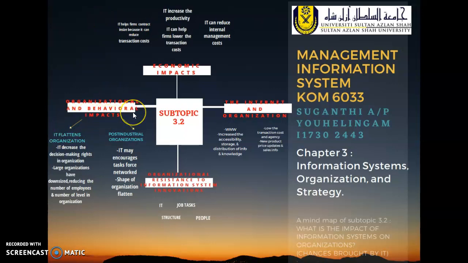Okay. Next, impacts on organization and behavior. There are two main points under this impact. IT flattens the organization. IT decreases the decision-making rights in the organization. Decision-making is pushed to lower levels. Fewer managers are needed. IT enables faster decision-making and increased span of control.